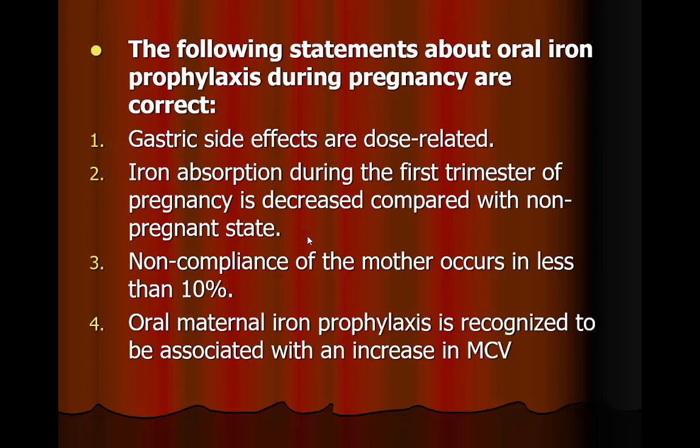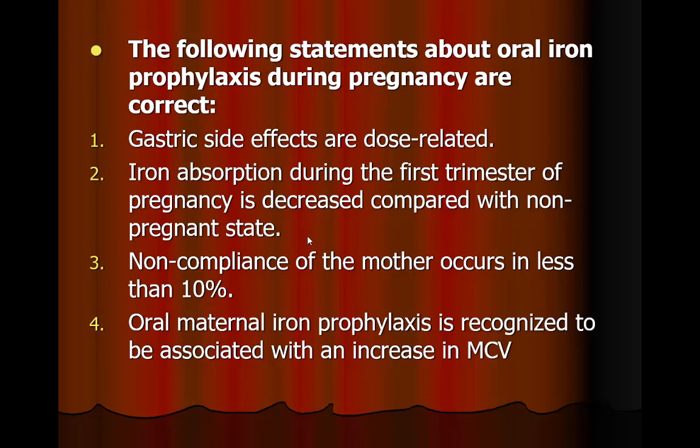The following statements about oral iron prophylaxis during pregnancy are correct. Gastric side effects are dose related. Iron absorption during the first trimester of pregnancy is decreased compared with the non-pregnant state. That's why in early pregnancy we always give folic acid, because absorption is low anyway, so we wouldn't benefit from giving iron. Non-compliance of the mother occurs in less than 10%.